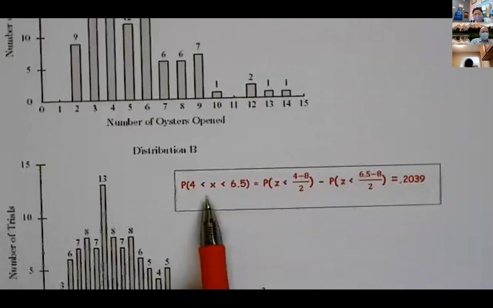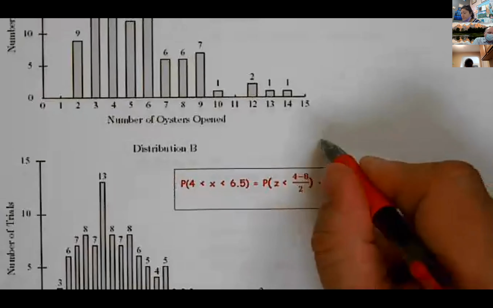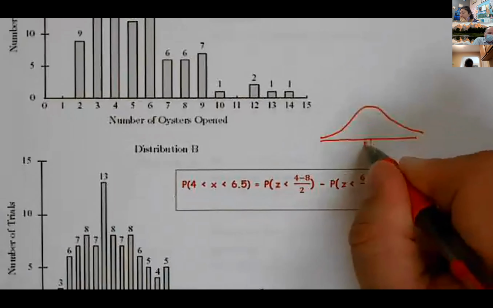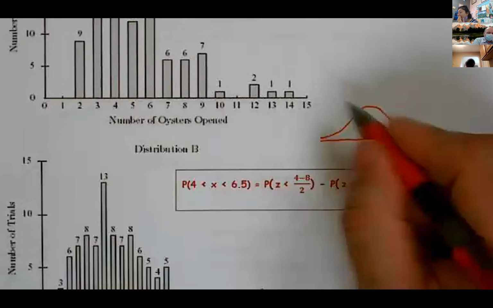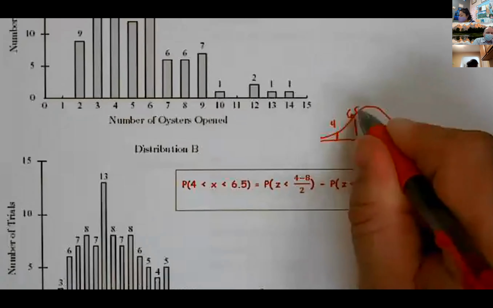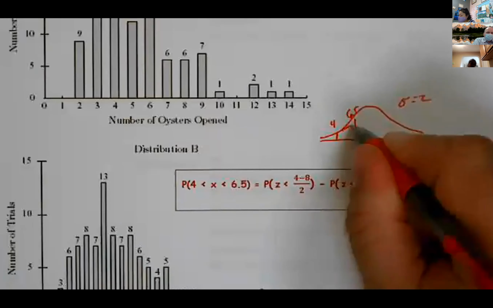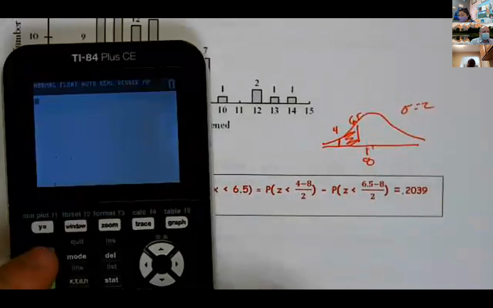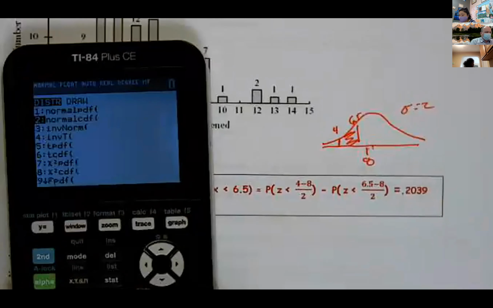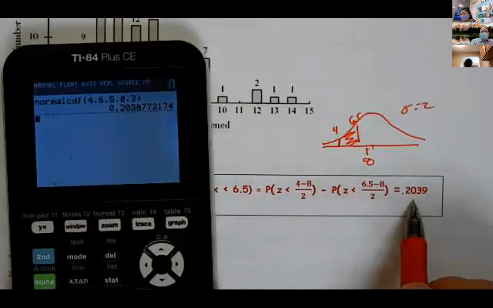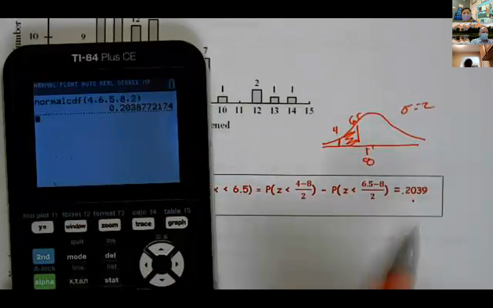Then I did the same calculation, but now they're talking about between 4 and 6.5. Well, I still have a mean of 8, but now they're looking for 4 and 6.5. Our standard deviation is still 2. And I'm looking for these values right here. And I just went ahead and did another norm CDF, second vars, norm CDF for 6.5, mean of 8, standard deviation of 2. And that's where I got that value, the 0.2039. So that's how that came about.